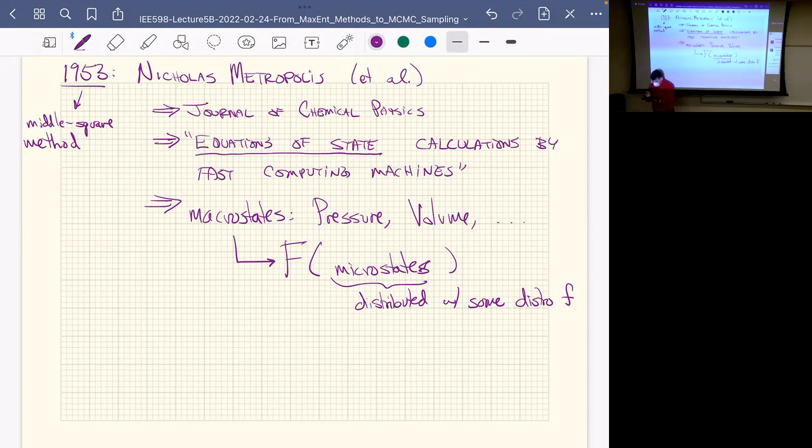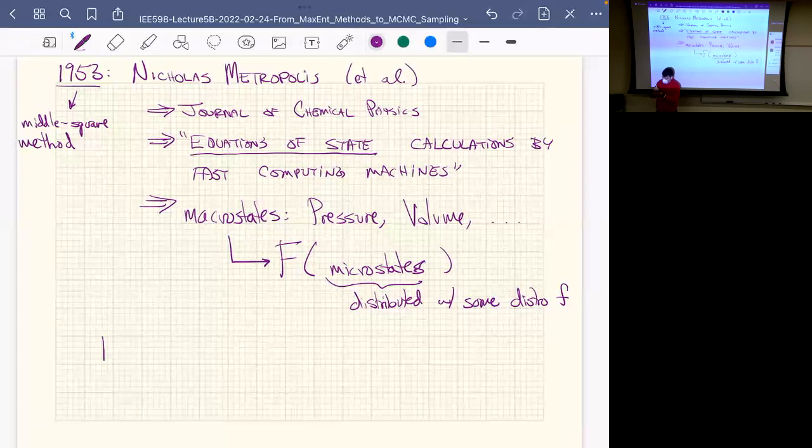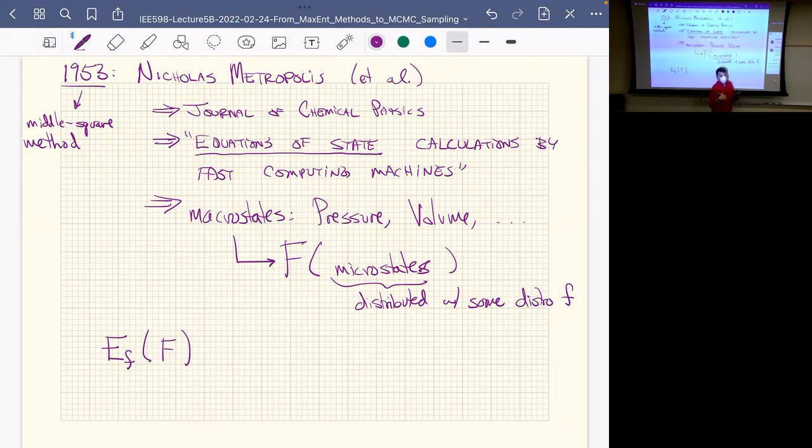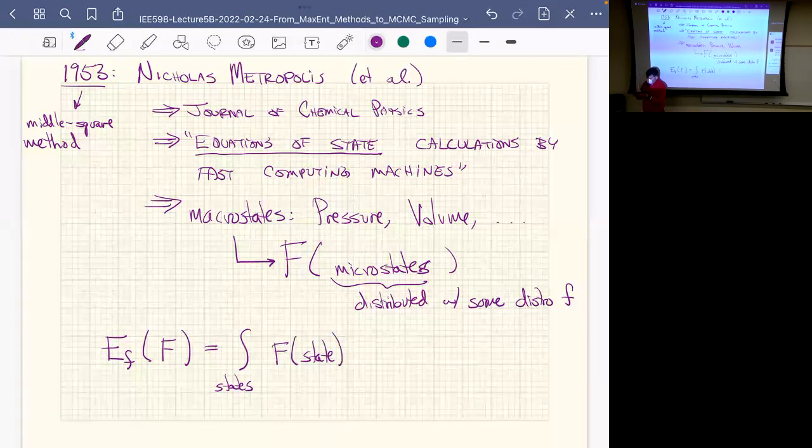And the numerical problem looks a little bit like this. What is the expected value of the equation of state, capital F, over the distribution, lowercase f, where lowercase f might be like the Boltzmann distribution? And if we were to write that out, if we think about our probability courses, then it's the integral over all the microstates of capital F of state, weighted by the probability density function for that state, again, over all the states.